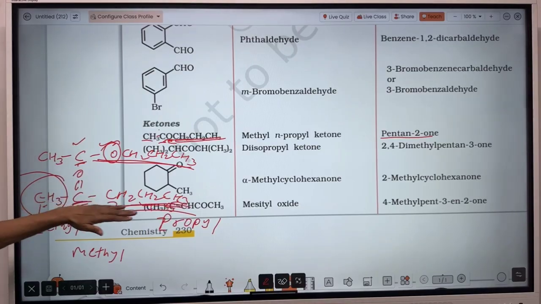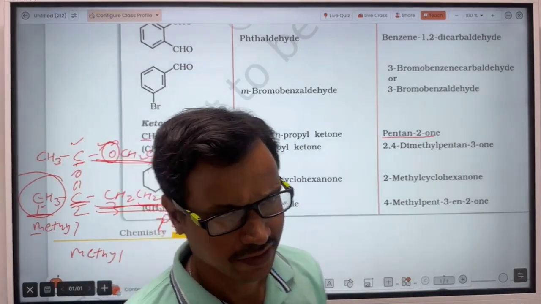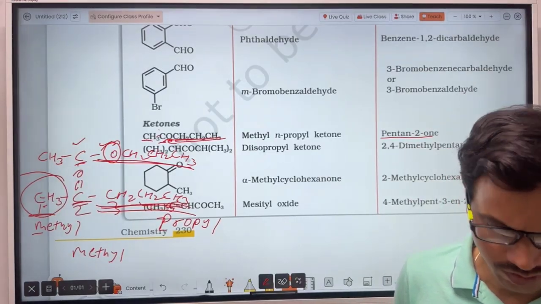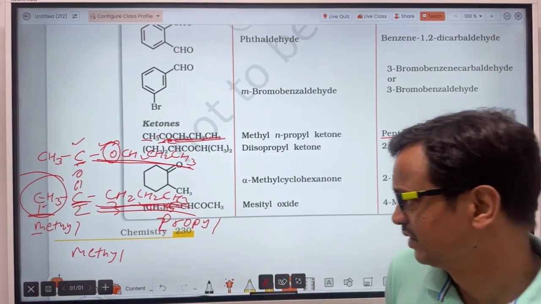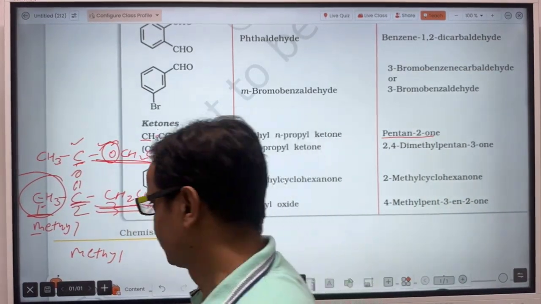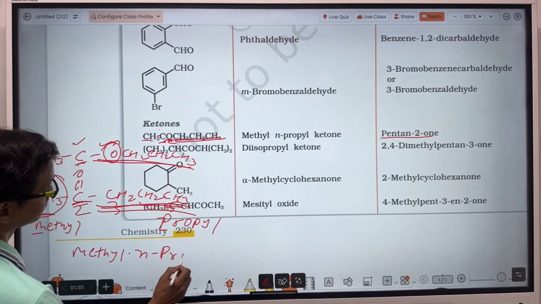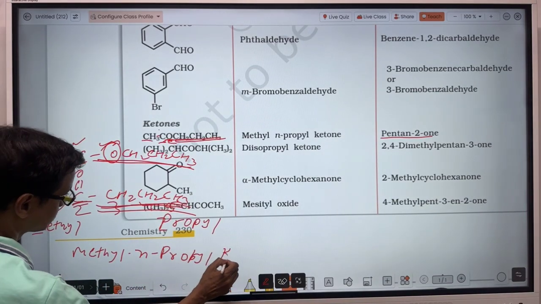It is not secondary. Here there is a chance: in case of propyl, there is a chance that it will be normal propyl or isopropyl. So here it's normal propyl. That's why we will write methyl, then after that n-propyl, and ketone.